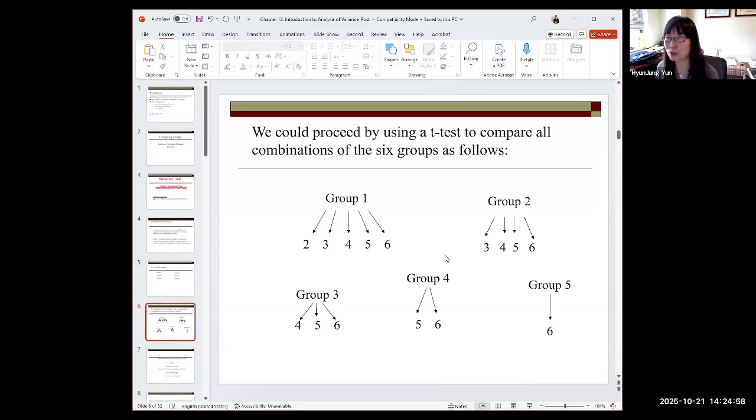You can do that through the independent samples t-test, can't you? Right? But think about it. How tedious it will be going over each pairwise comparison. And then eventually you see, okay, method one is better than method three.